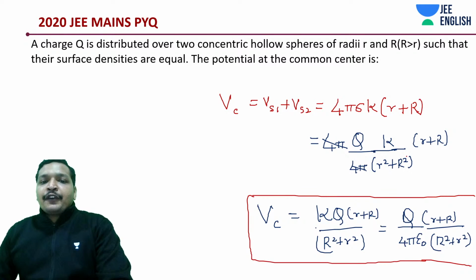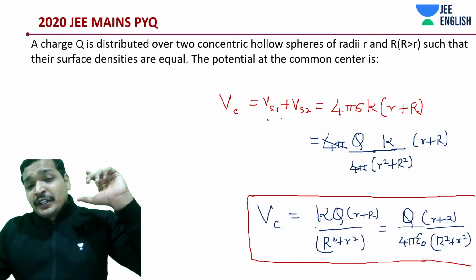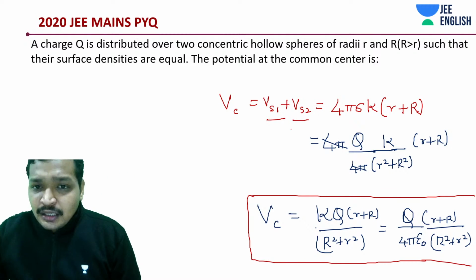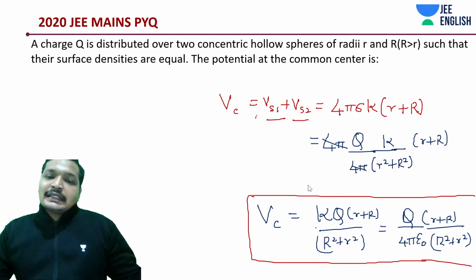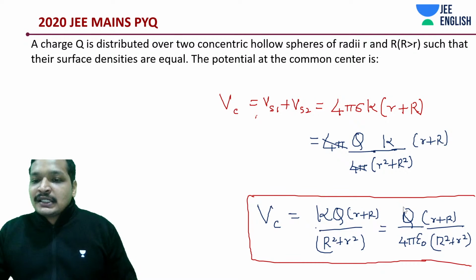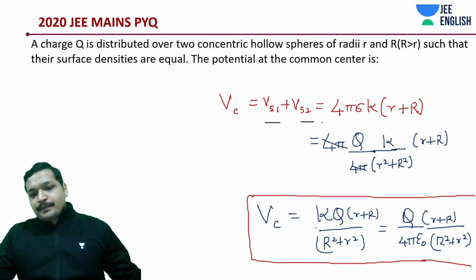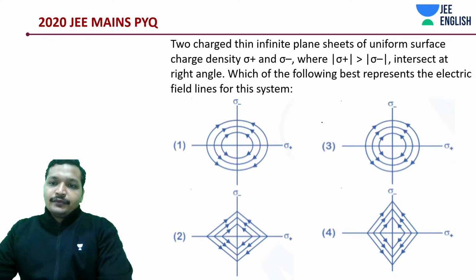Okay, and of course what did we do? We added Vs1, potential due to sphere 1, potential due to sphere 2. That's it. And then said that is the potential at the center. It's not potential on the surface 1, surface 2. It's potential due to sphere 1 and sphere 2 on the surfaces. Simple as that. End of this story.